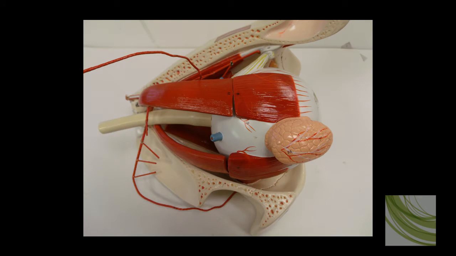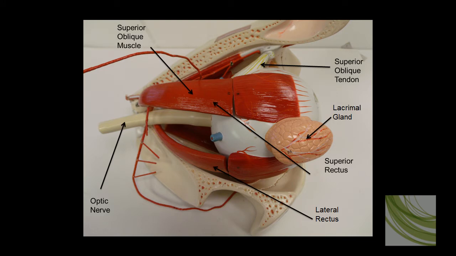Now we're looking at this same model from a top-down or superior view, and we can see several things here. We can see that superior oblique tendon. We can see the superior rectus, the lateral rectus, there's the optic nerve, the lacrimal gland. Here is the superior oblique muscle. And if you look very closely down here, you can see some of that inferior oblique muscle. Here is a labeled photograph of this view of the eyeball.